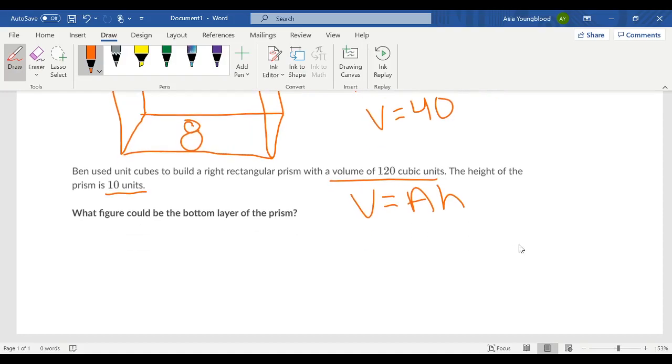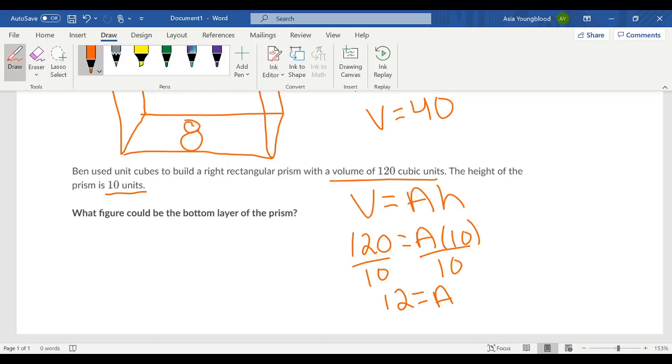So let's plug in the numbers we know. We know the volume is 120 cubic units. We don't know the area, but we know the height is 10. Could have put that 10 in the front, but this is the same. This means the same thing, area times 10. So to undo that multiplication, we want to divide both sides by 10. So you would get 12 equals the area.